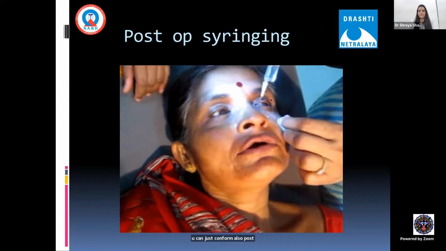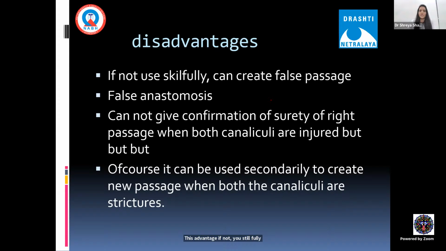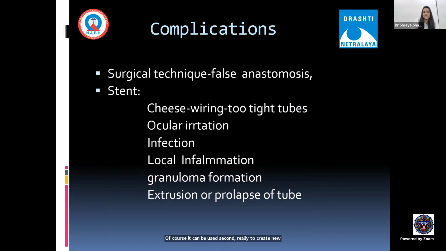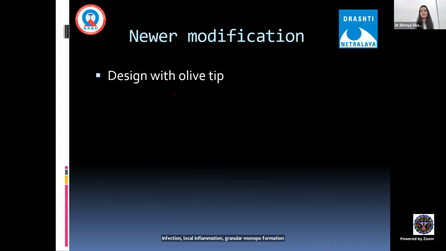Disadvantage: if not used skillfully, it can create a false passage, false anastomosis. It cannot give confirmation of the surety of the right passage when both the canaliculi are injured. Of course, it can be used secondarily to create a new passage when there is a stricture. And as I said, the complications can be false anastomosis, cheese wiring when there is too tight a tube, ocular irritation, infection, local inflammation, granuloma formation, and extrusion or prolapse of the tube. To avoid this false anastomosis, we are coming up with the same cannula with an olive tip, so it will not make the wrong passage.